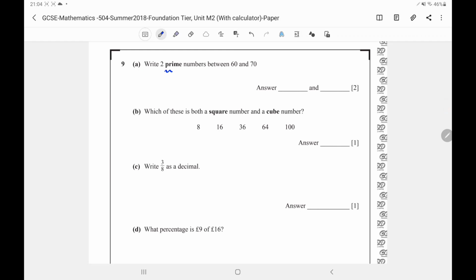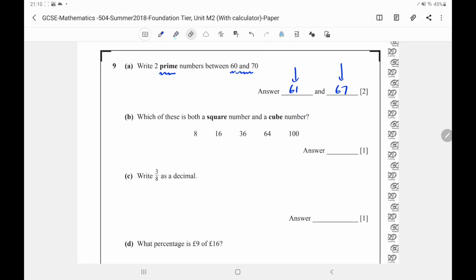9a, prime numbers. Prime numbers can only be divided by themselves and 1. So you need to know the first few prime numbers. And these two numbers, 61 and 67, cannot be divided by anything apart from themselves.